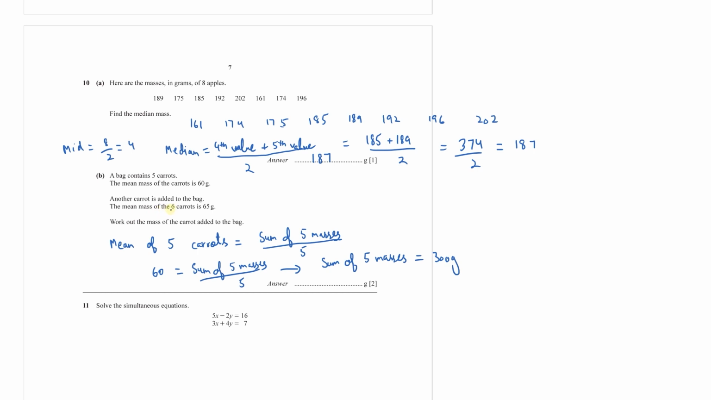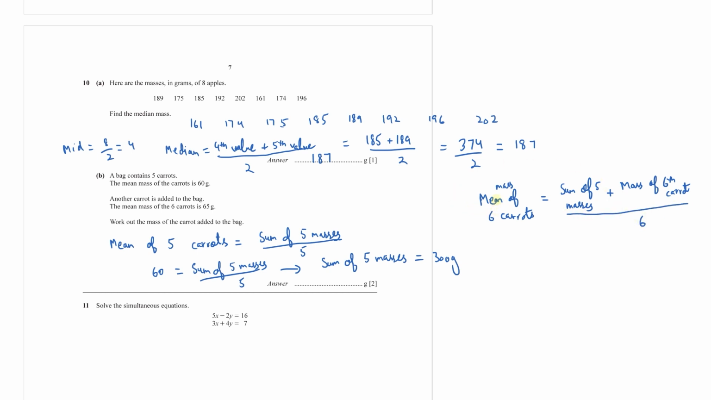Now you add a 6th carrot and the mean changes to 65 grams. So now the mean mass of 6 carrots equals the sum of the 5 masses, the 5 original carrots that were already in the bag, plus the mass of the 6th carrot. That's how you calculate the mean, right? The sum of the masses of all 6 carrots, divided by 6.